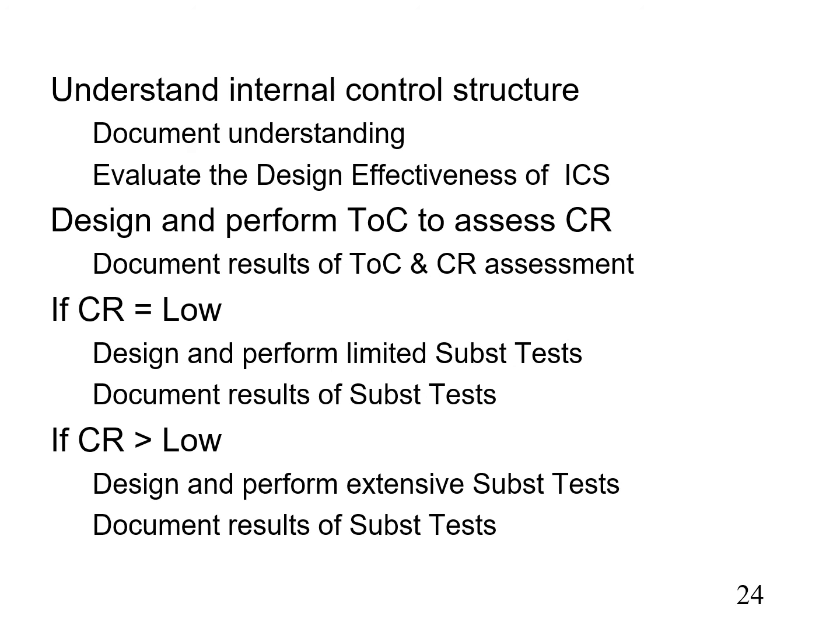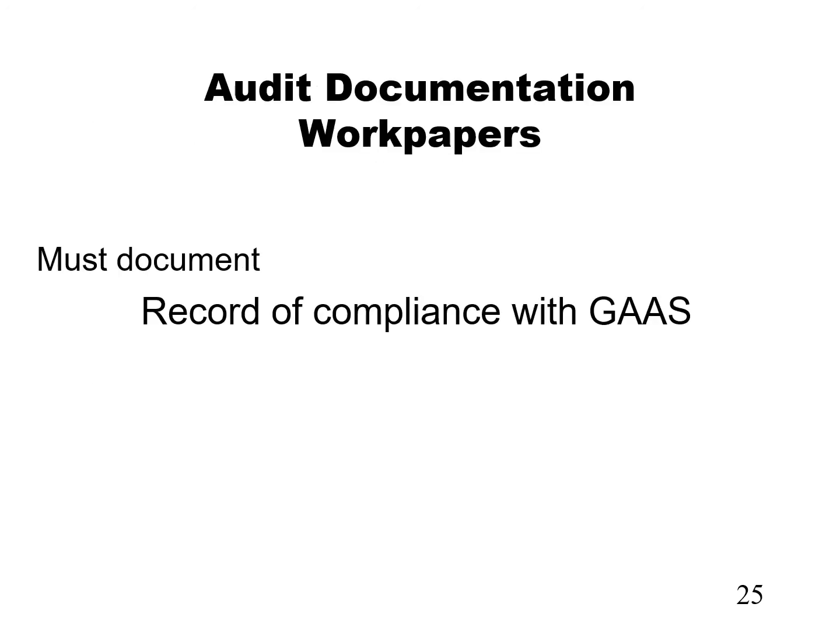Public company, we're always required to understand the internal control, document our understanding, evaluate the design effectiveness of the internal controls, design and perform tested controls to assess control risk, document the results of those tested controls, and document our final control risk assessment. If controls are effective, control risk is low, we're going to design and perform limited substantive tests, and we'll have to document the results. If control risk is not low, then we're going to have to design and perform extensive substantive tests and document those results. Document.